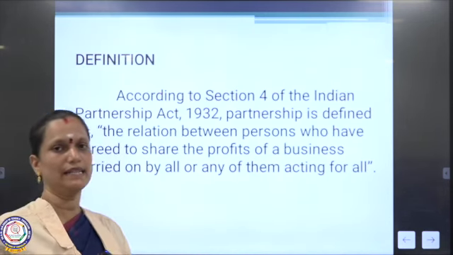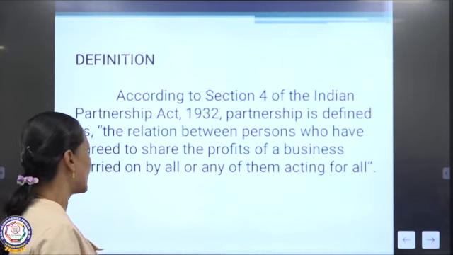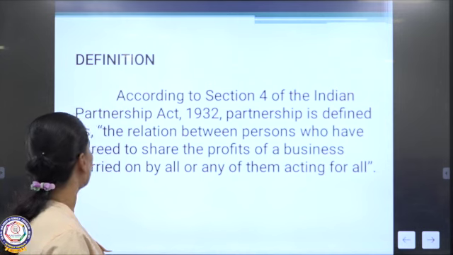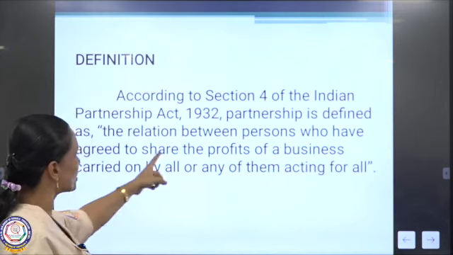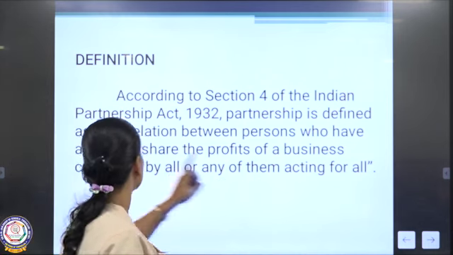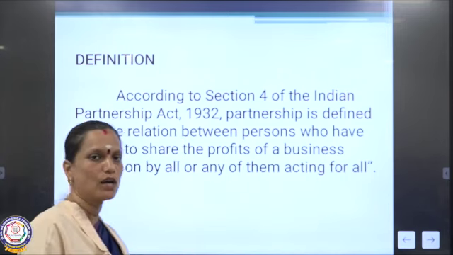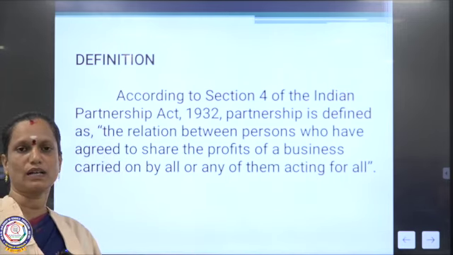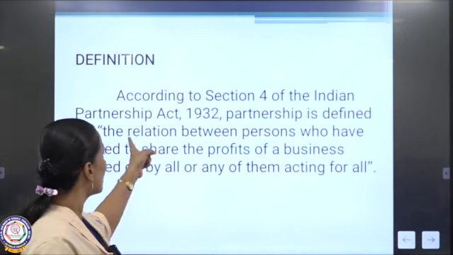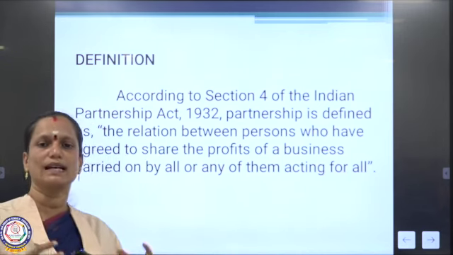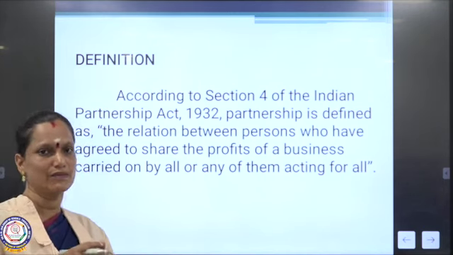Next, we are going to see the definition. According to section 4 of the Indian Partnership Act 1932, partnership is defined as the relation between the persons who have agreed to share the profits of a business carried on by all or any of them acting for all. What are they saying? The relation between the persons. So, what relations among the partners? How they are forming the business, that is very important.